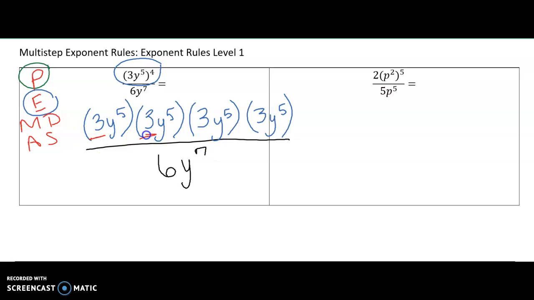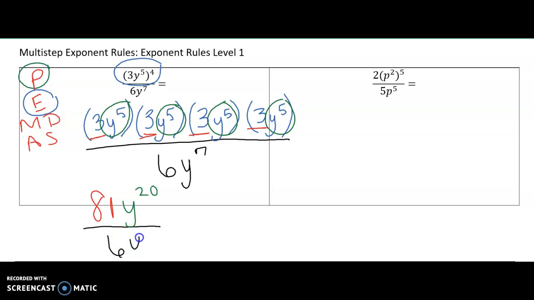Again, we're multiplying all these, 3 times 3 times 3 times 3, that's 81. And then we also have the y's with the common bases. We are multiplying all these y's, so we got to add them all in total. We got y to the 5th, y to the 5th, y to the 5th, y to the 5th. So in total, we have y to the 20th. So that's what is in the numerator. Now we're going to bring down the denominator because it's still there. And now we're going to simplify.